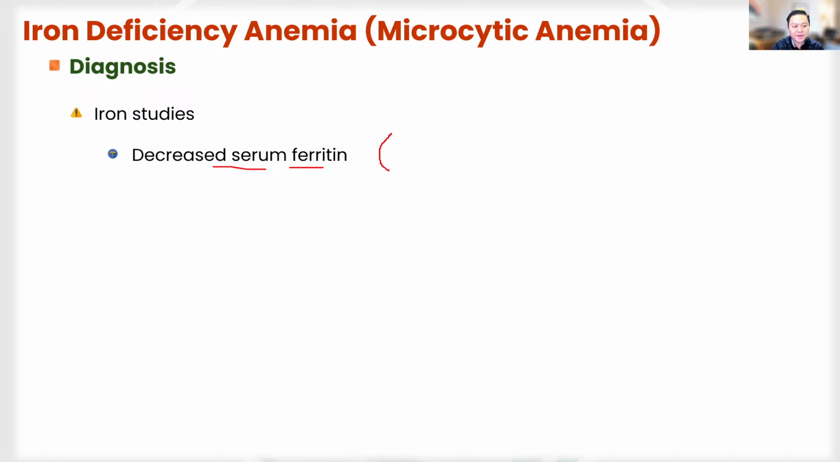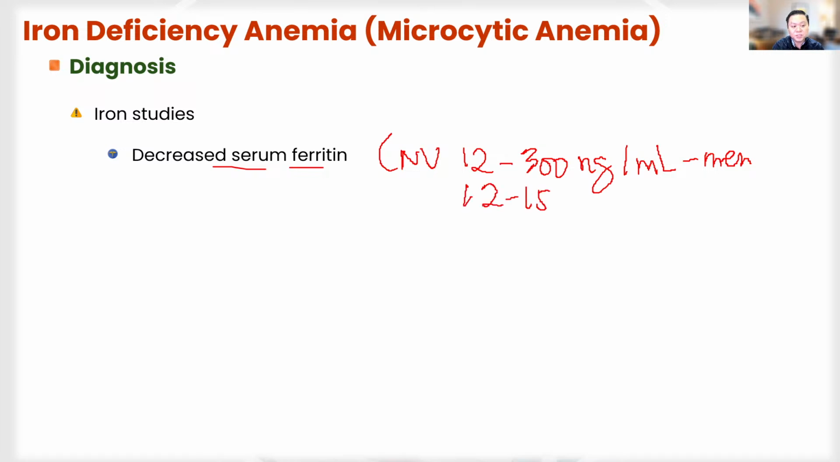Normally, the ferritin level will be around this range, about 12 to 300 nanograms per ml, and this is for the men. However, for the women, the value will be about 12 to 150 nanograms per ml. So please take note of that variation between the ranges. Again, the ferritin level will be decreased in this type of anemia.